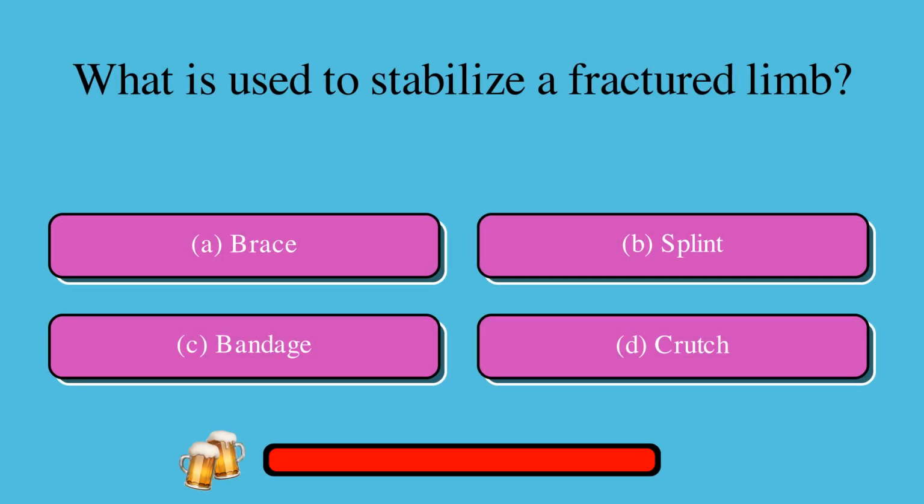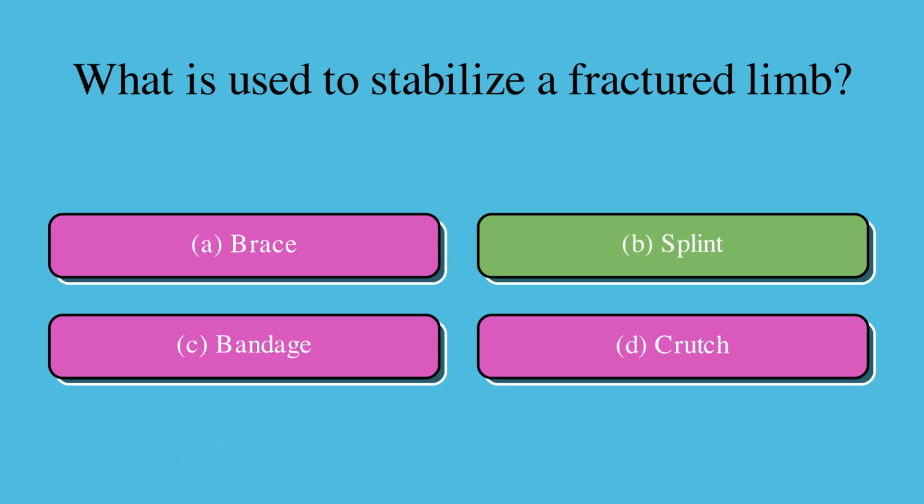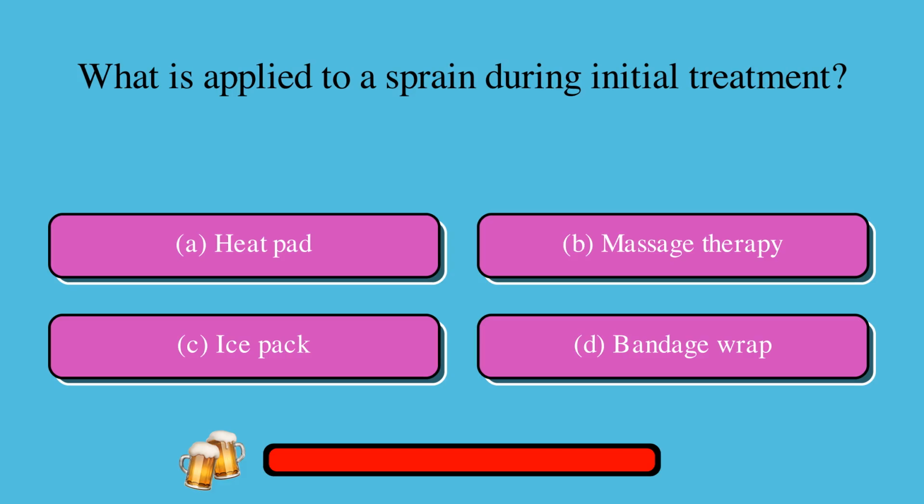What is used to stabilize a fractured limb? A, brace or splint, C, bandage, or D, crutch? The correct answer is B, splint. What is applied to a sprain during initial treatment? A, heat pad or massage therapy, or C, ice pack, or D, bandage wrap? The correct answer is C, ice pack.